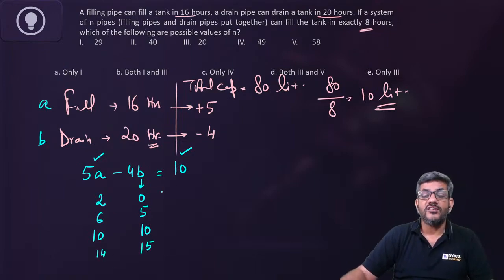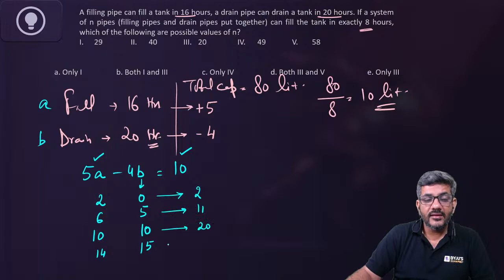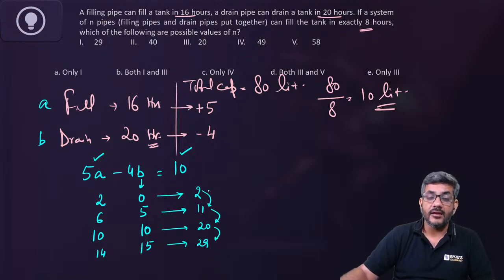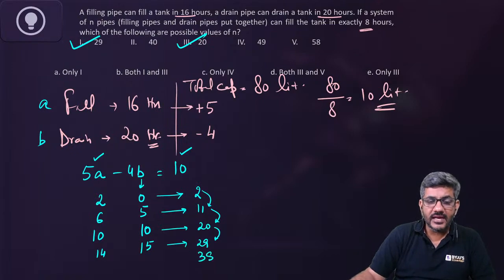So the total number of pipes is 2 plus 0, 2, 6 plus 5, 11, 10 plus 10, 20, 14 plus 15, 29. I see they are increasing by 9 every time. They are increasing by 9. So 2, is it there? No. 11, is it there? No. 20, is it there? Yes. 29, is it there? Yes. After that, we'll be having 38, is it there? No. 47, is it there?